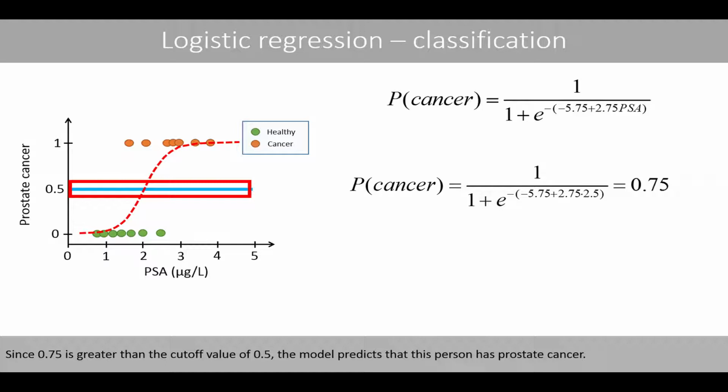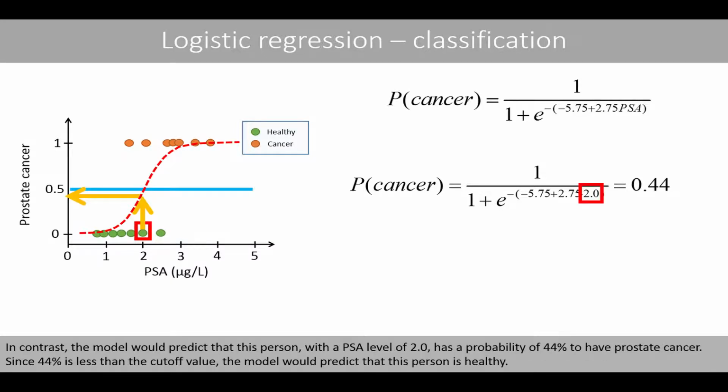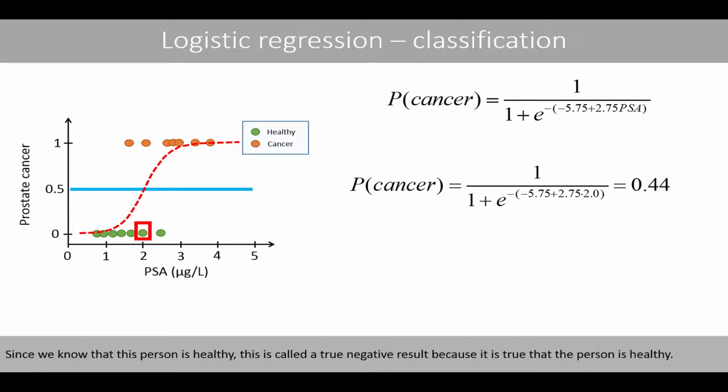Since 0.75 is greater than the cutoff value of 0.5, the model predicts that this person has prostate cancer. This is an incorrect prediction because we know that the person is healthy. We would therefore call this a false positive result. In contrast, the model will predict that this person with a PSA level of 2.0 has a probability of 44% to have prostate cancer. Since 44% is less than the cutoff value, the model will predict that this person is healthy. Since we know that this person is healthy, this is called a true negative result because it is true that the person is healthy.